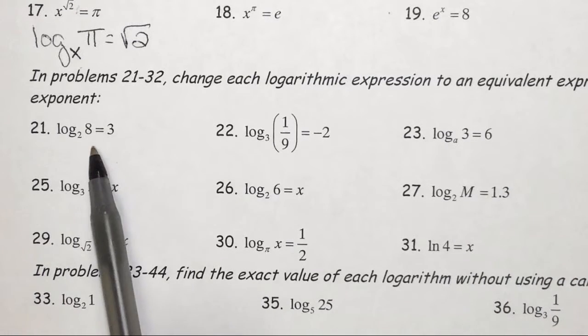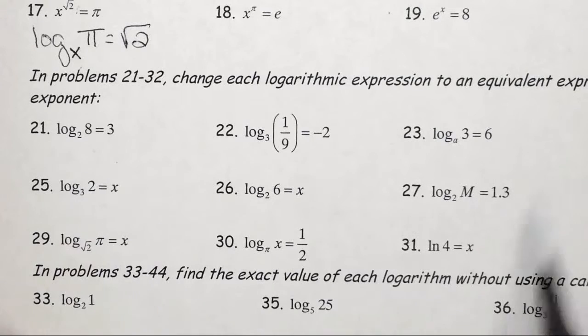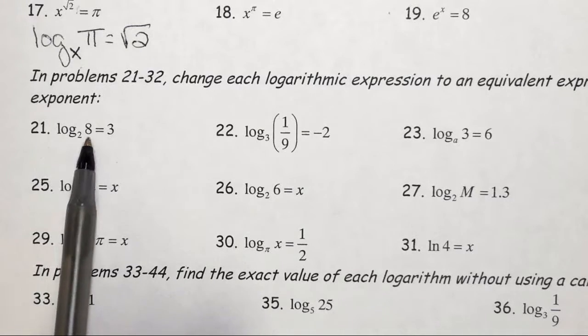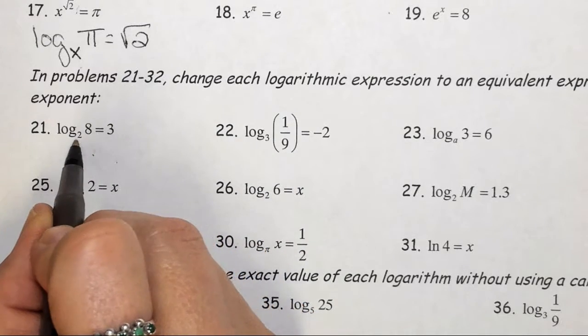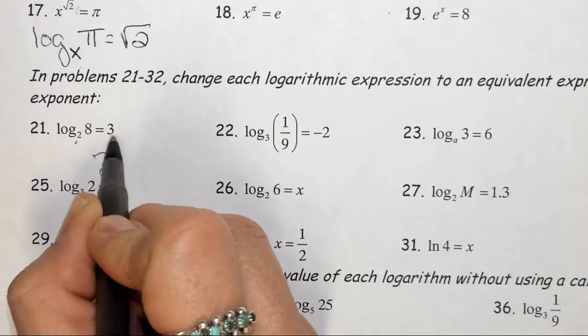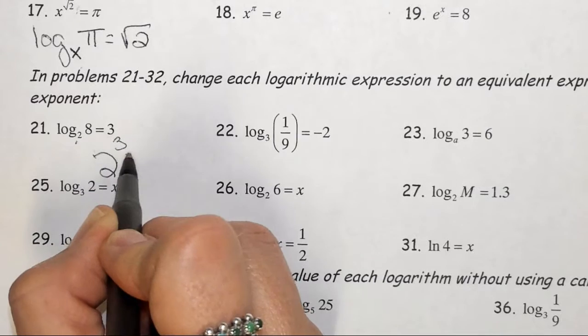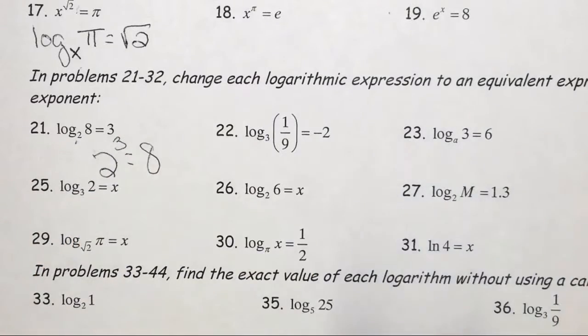So if it has the word log, you're going to write down your base. If it has ln, then what is your base? E. Very good. All right, so 21. It's not an ln, so what's my base? 2. Log roll it to the what power? Equals what number? Done.